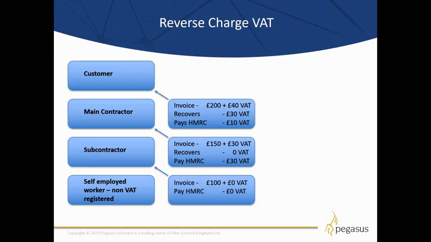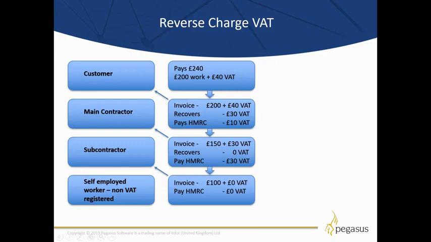This would include VAT. At the end of the VAT quarter, they would pay the VAT across to HMRC and at the same time recover any VAT they had paid to their subcontractors and suppliers. In this case, they would recover £30 VAT from the subcontractor's invoice and pay the £40 VAT charge to their customer, i.e. the balance due to HMRC would be the difference, £10. And of course, the customer pays the main contractor, who pays the subcontractor, who pays the self-employed worker.